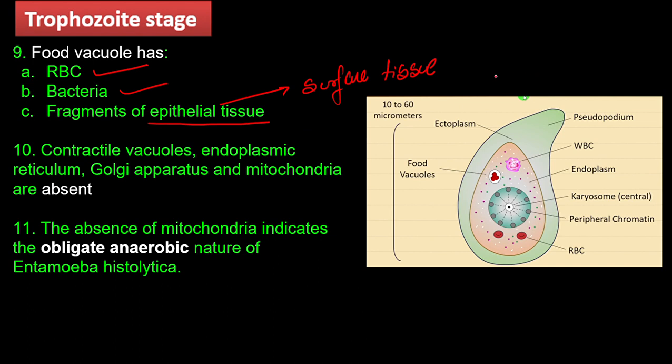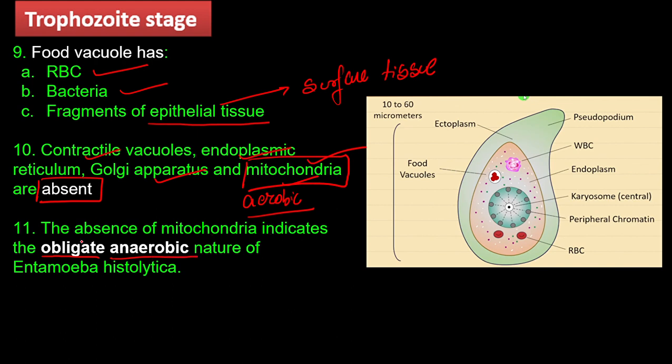That will come down a little when we go to the next stage, right? Contractile vacuole, endoplasmic reticulum, Golgi, and mitochondria are absent over here. So, if mitochondria is absent, what changes will you see in the organism? The organism won't be able to do aerobic respiration, because when mitochondria is present, it goes with aerobic respiration. Without mitochondria, there won't be a possibility of aerobic respiration, so it becomes obligate anaerobe.